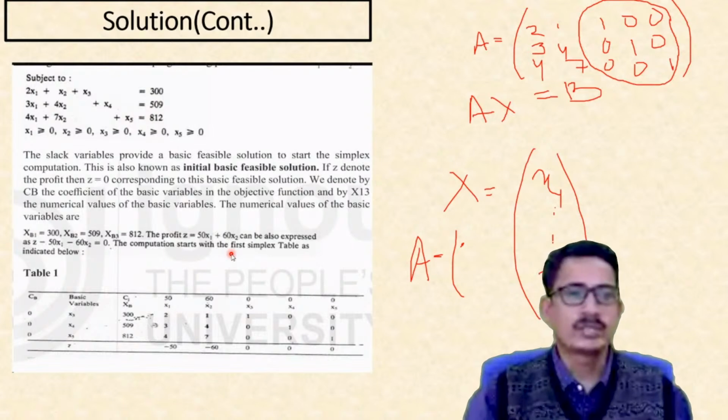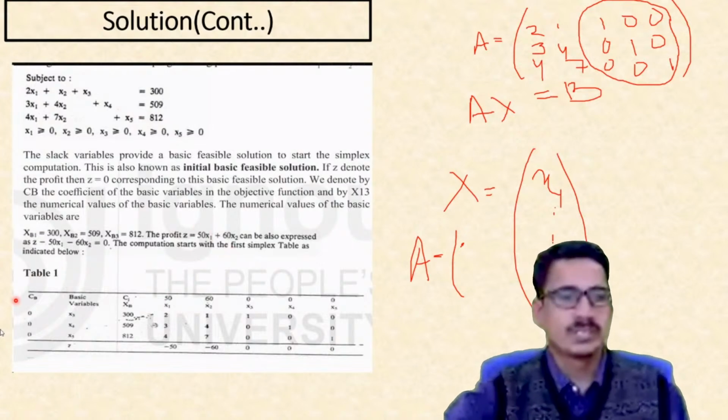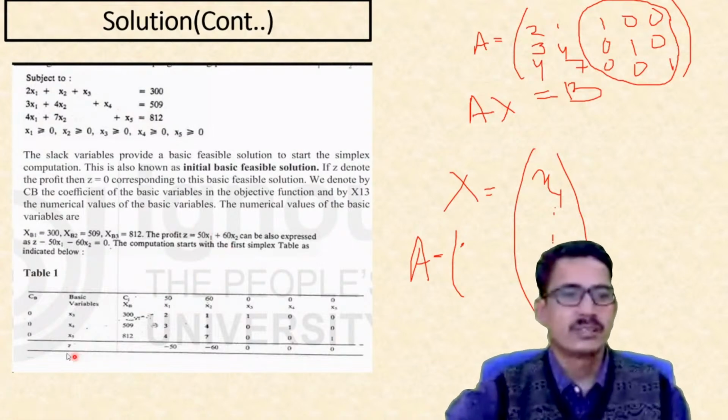So let's go one way. Focus on Zj minus Cj greater than or equal to 0. Then you can think the solution is complete. Zj means summation of CB into the XB column. You have to multiply the CB column with the XB column, so it is 0 into 300, 0, 0 into 509, 0, 0 into 812, 0.